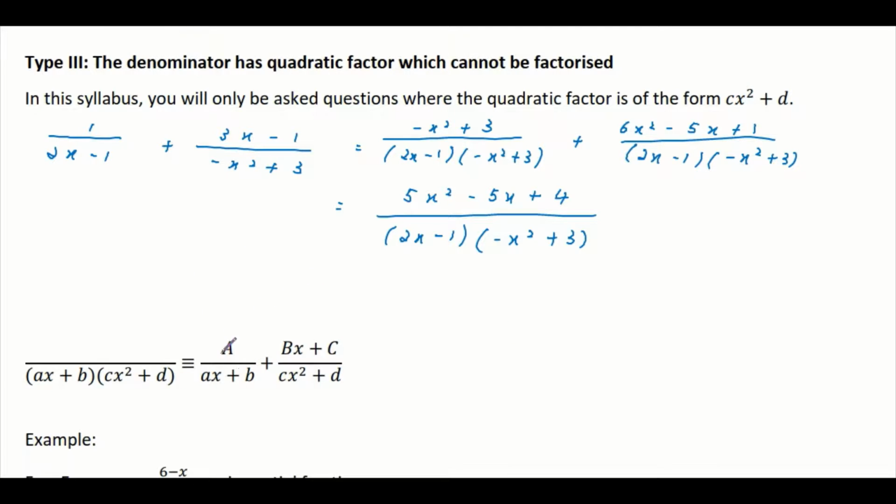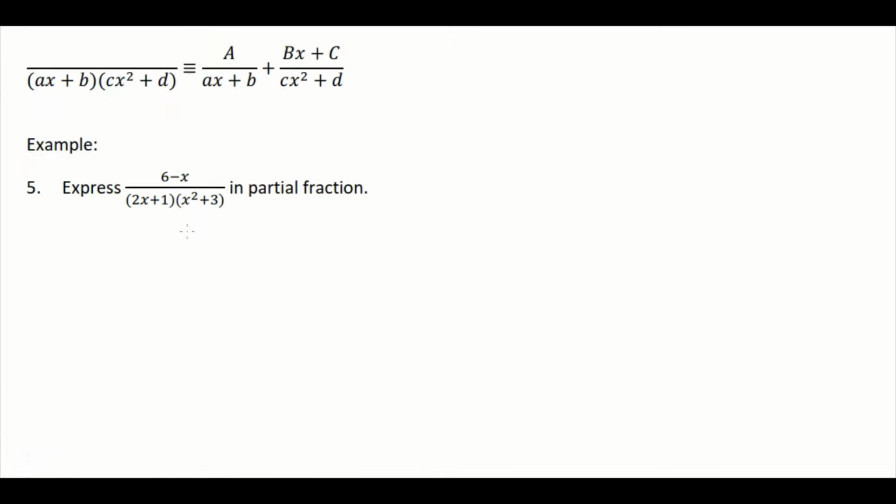It's very easy. You remember for a linear factor, you're left with a constant. For a quadratic factor, you're left with a linear form at the numerator. Okay, so let's look at two examples also. Let's look at number 5.